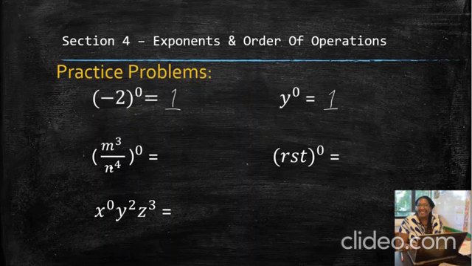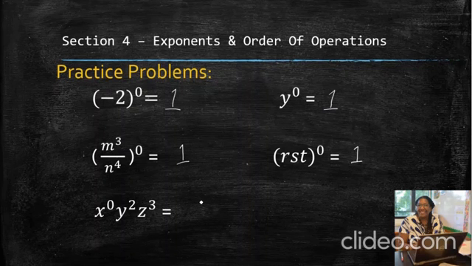M cubed over n to the 4th, parentheses to the 0 power. That means everything in the parentheses is raised to the 0 power. This also equals 1. R times S times T, all inside parentheses, means this whole entire parentheses set is raised to the 0 power. This equals 1.